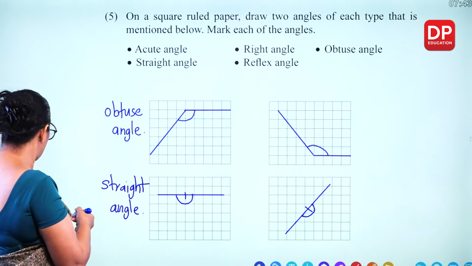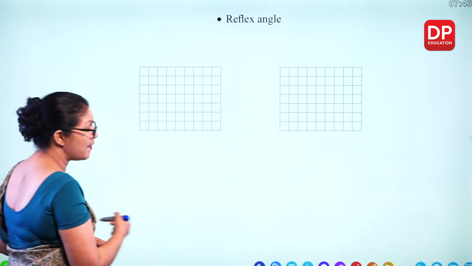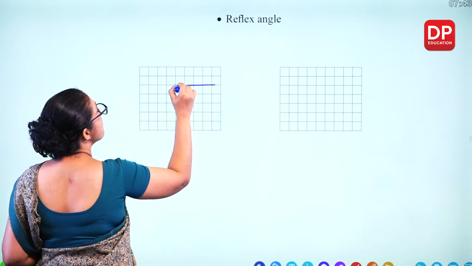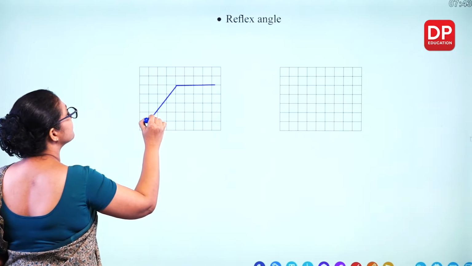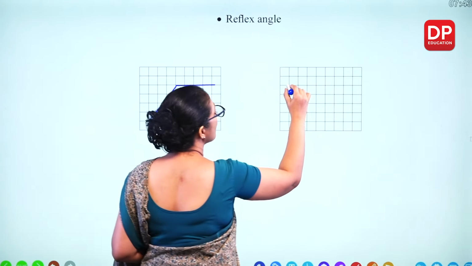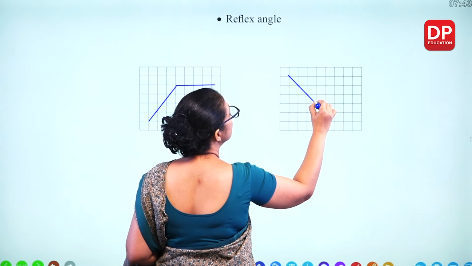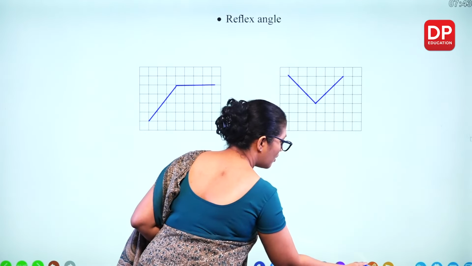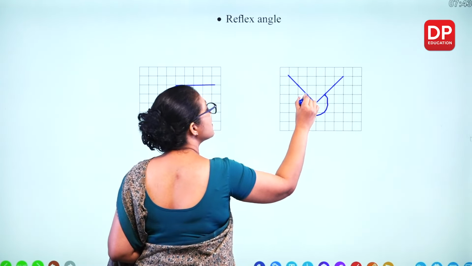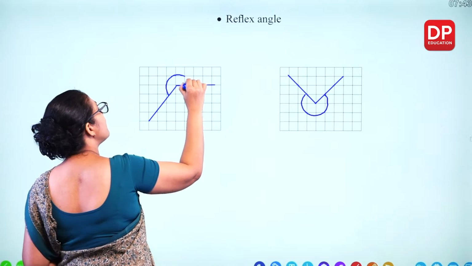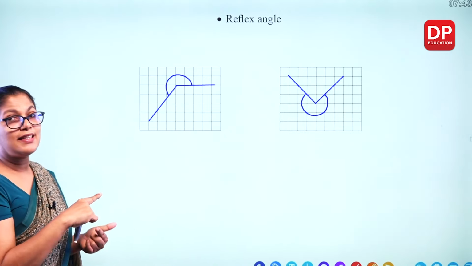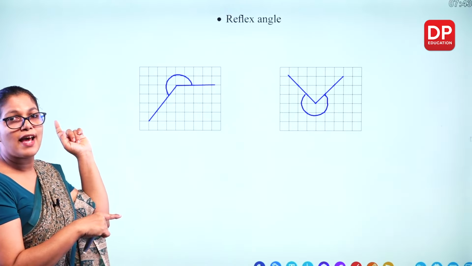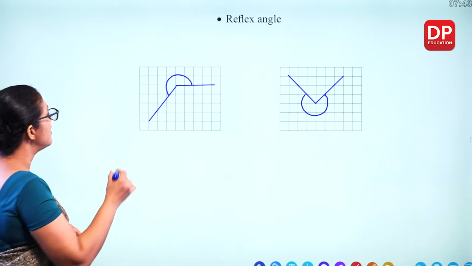Then I need to do the reflex angle. Reflex means more than two right angles. So this way is the reflex angle, not the other way. You get another angle on the other side. There you get an acute angle here. This is an obtuse angle, but the other angle is the reflex angle.